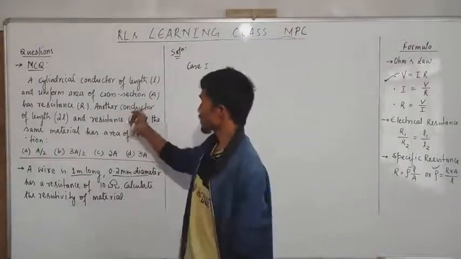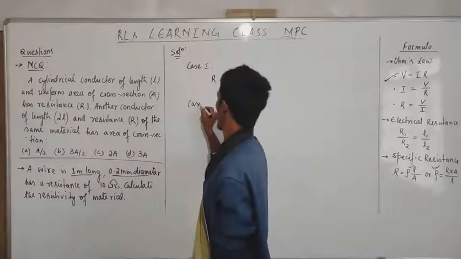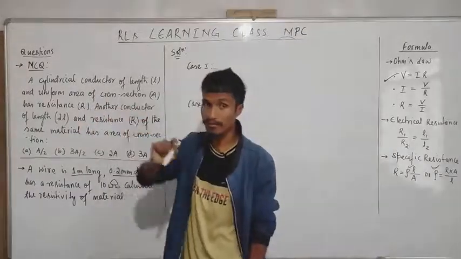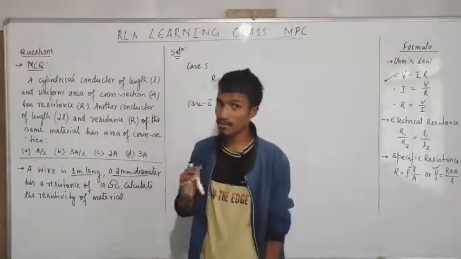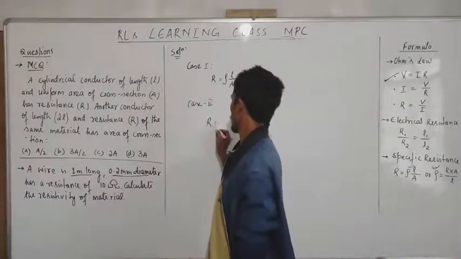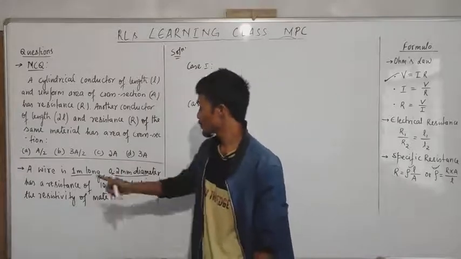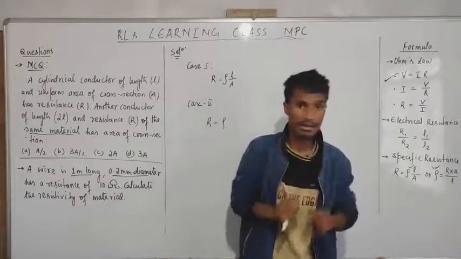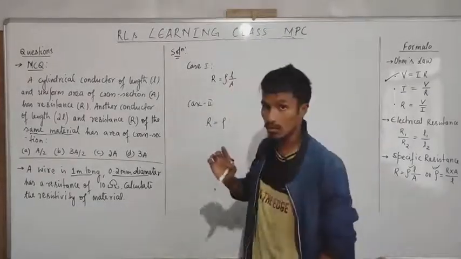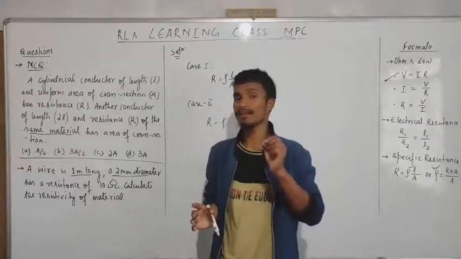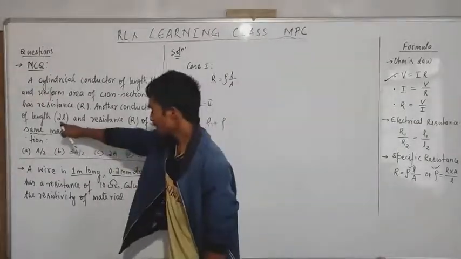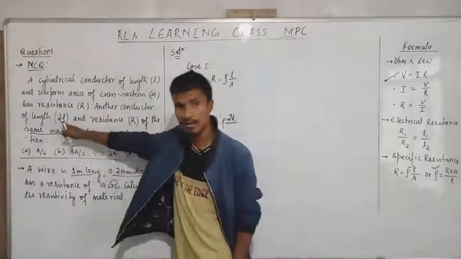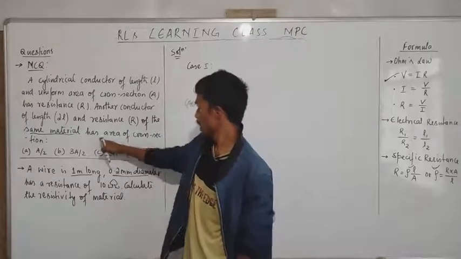And then another conductor, that will be case 2. Another conductor of length 2L. What's the length? 2L. And the resistance R remains the same. Here write R is equal to rho, because this is of the same material. Same material means the resistivity will be the same. Then rho here, and rho here also. The length will be 2L, so in place of this length I'll write 2L, because the given length was 2L, and has an area of cross section.